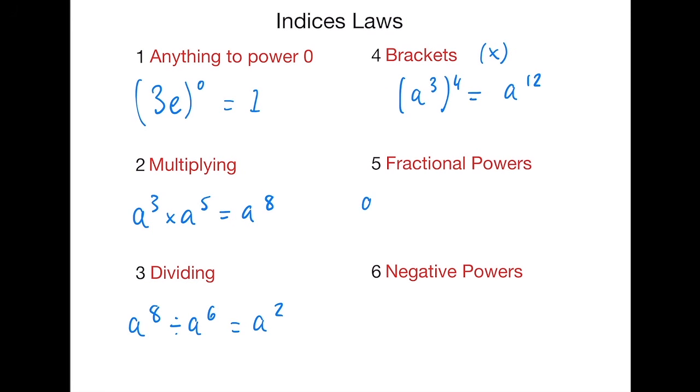Fractional powers, so if it's a to the half, that is going to be the square root of a. So 25 to the half equals 5, because the square root of 25 is 5.